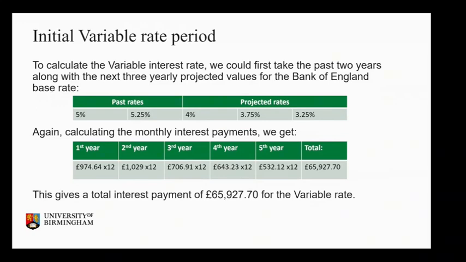Now moving to the variable rate, to calculate this, we first need to take some interest rates, so we can take the Bank of England base rates for the past 2 years, cutting out before we get to COVID due to its economic effects, and then we take the next 3 yearly projected values in order to bring it up to 5. Now again, using the interest rate model for the variable rate, we get the monthly interest payments as below. This gives a total interest payment of £65,927.70 for the variable rate.